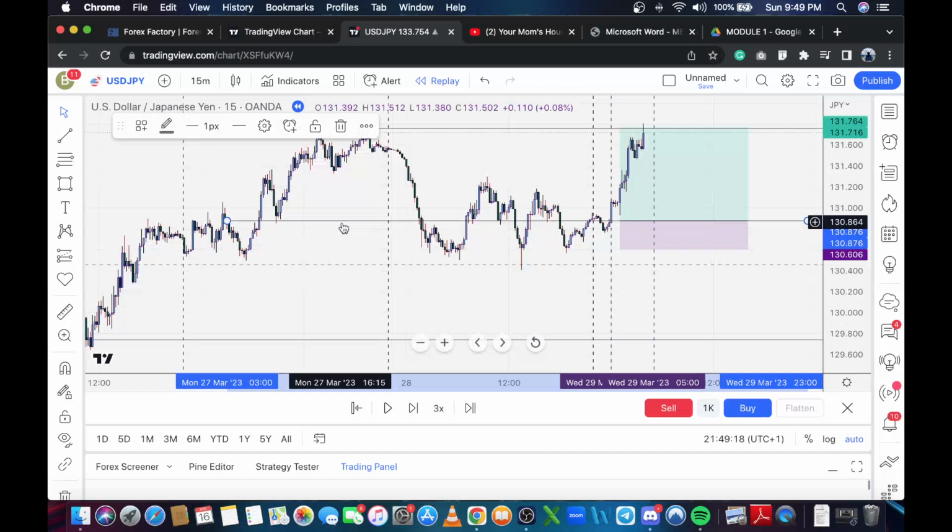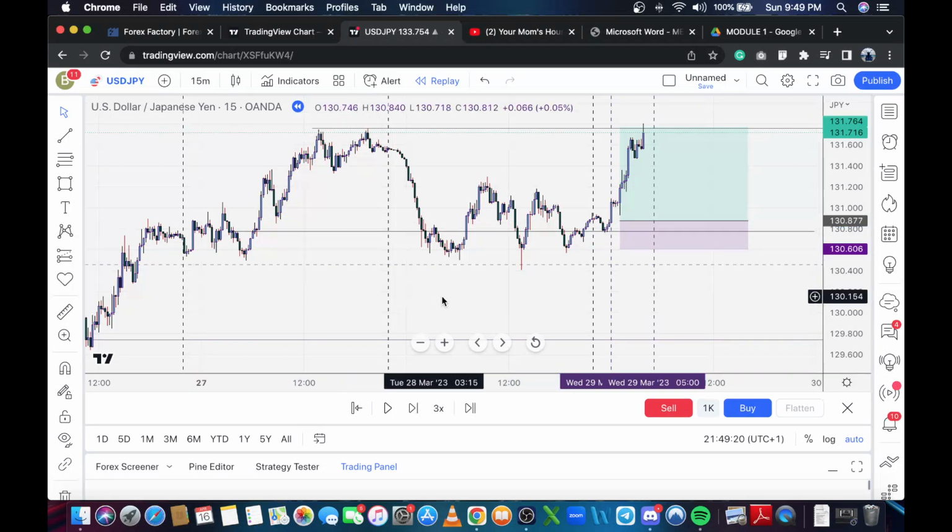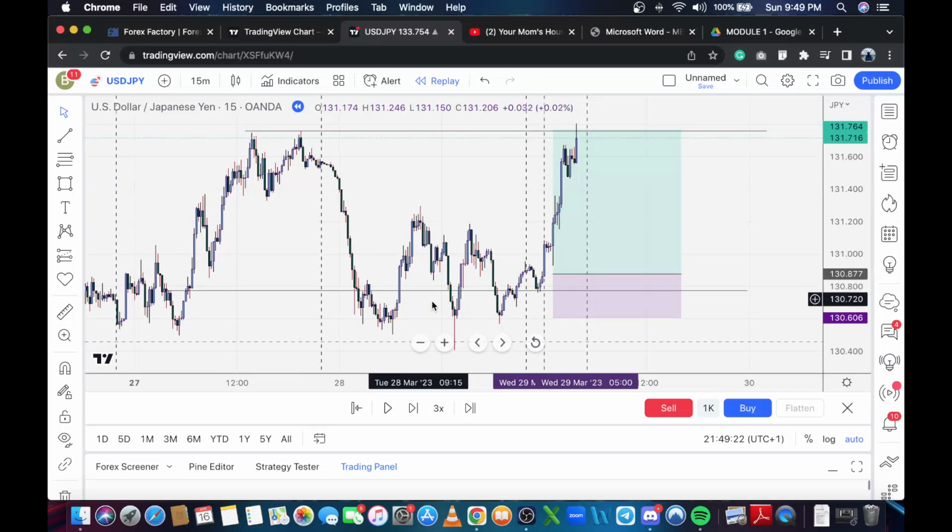Actually, if we went to the lower time frame, that's a 15-minute time frame. You can see 1, 2, 3, 4 down candles prior to displacement. Collectively, they make up the bullish order block. So that's a 1R bullish order block. And prior to the Asian session, we trade down there.